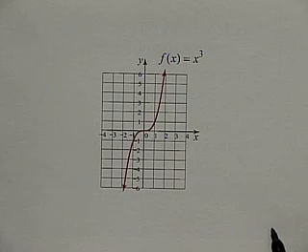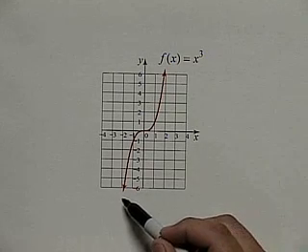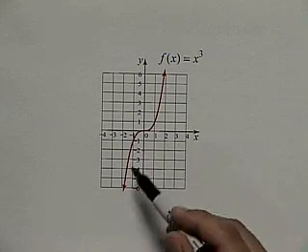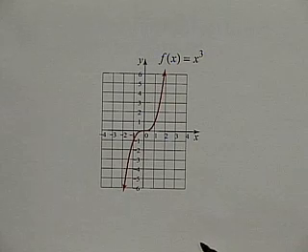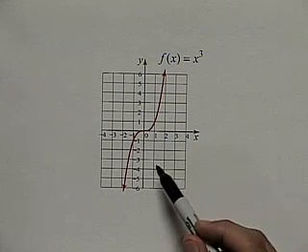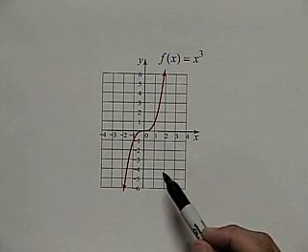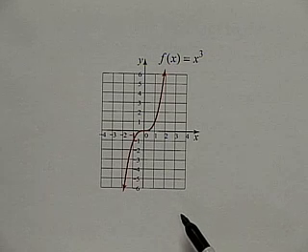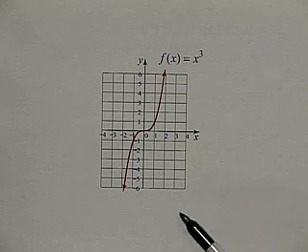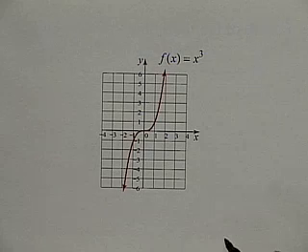If we ask about where it's increasing, the cubing function is increasing all the way from negative infinity to infinity. It increases everywhere along its domain. As to where it decreases, the answer would be it has no intervals in which it decreases. Continuity for this function, again, it's continuous all the way from negative infinity to infinity.